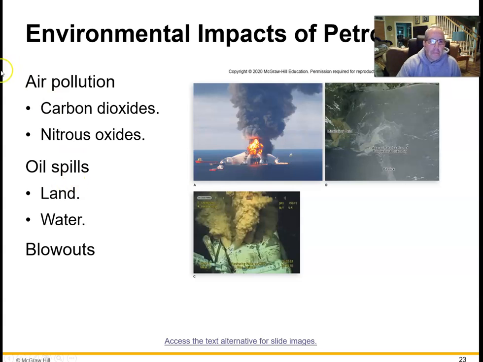Again, the environmental impacts of petroleum, I think most of us are well versed in this. The combustion of these fossil fuels puts gases in the air that contribute to climate change, to global warming. We have tremendously increased the amounts of these gases in our atmosphere.